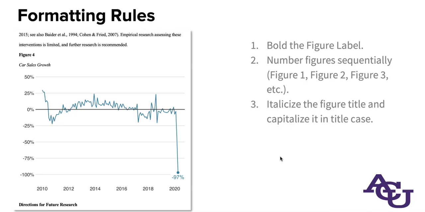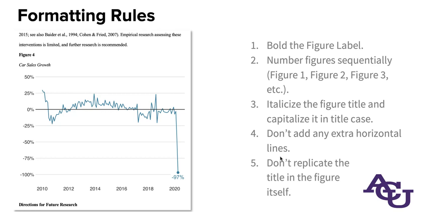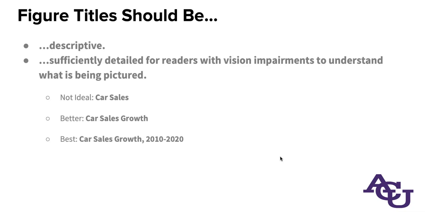Now, the steps: bold the figure label, make sure it's numbered sequentially, so the numbers should be going up 1, 2, 3, etc. Make sure you italicize the figure title and capitalize it in title case. And figure shouldn't have any extra horizontal lines, so don't draw a box around it or something like that. And make sure you don't replicate the title in the figure itself. The title should be descriptive, and it should be sufficiently detailed that in case someone is accessing this with vision impairments, their screen reader software will read the title to them and it will make sense.